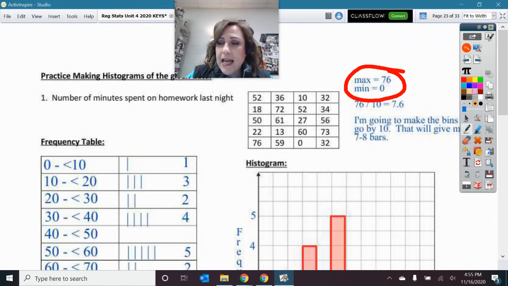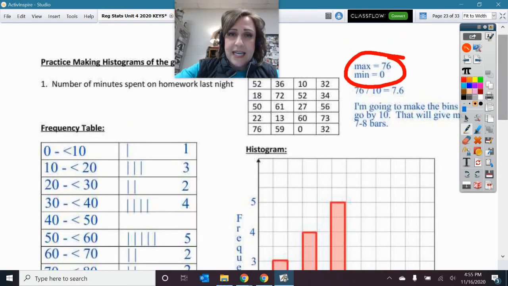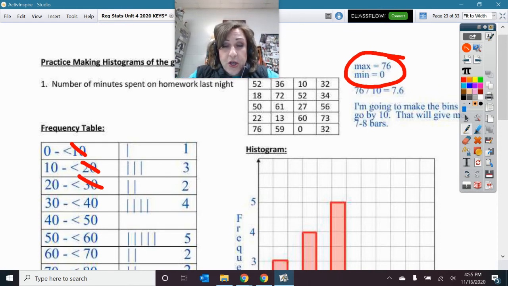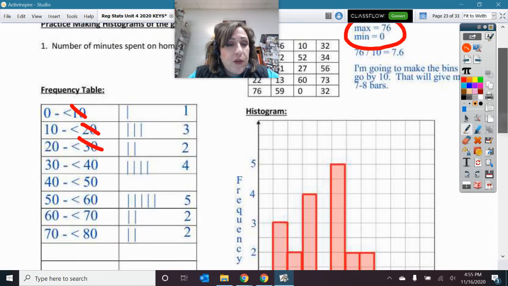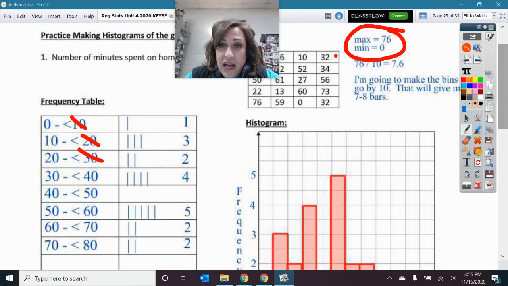Okay, so then I came over here and I made my frequency table. 0 up to 10, but not including 10. 10 up to 20, but not including 20. 20 up to 30, but not including 30, and so on. So if you put those numbers in there correctly, and hopefully I put those numbers in there correctly, because sometimes I get in a hurry and I make a mistake. So those are the tallies that I got from my numbers here when I started putting those in their bins.